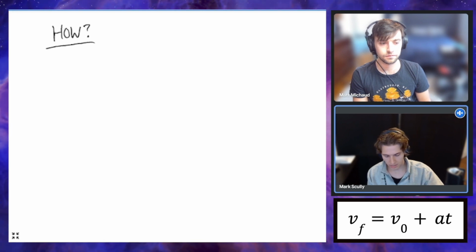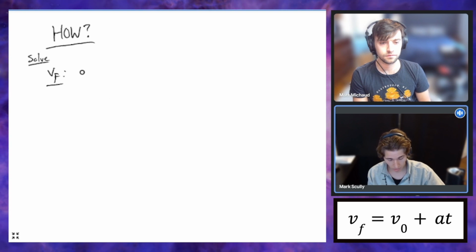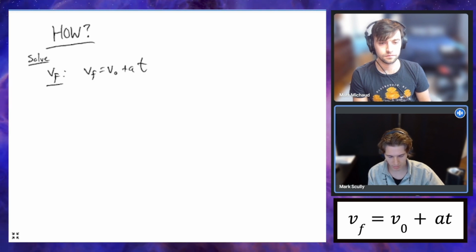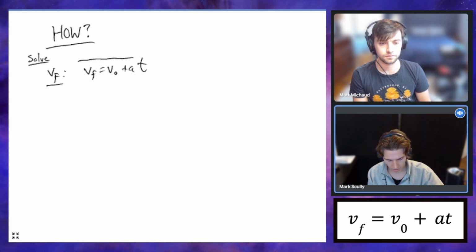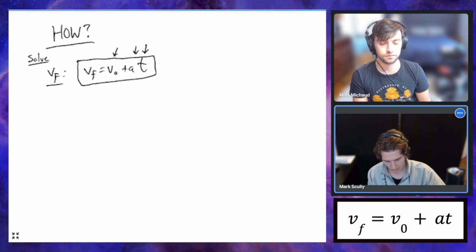We're going to start with the easiest one. Let's solve for v final. Our equation, as you remember, is v final equals v initial plus acceleration times time. There we have it. If we are able to plug in v initial, acceleration, and time, we are solving for v final. Next up, let's solve for v initial.